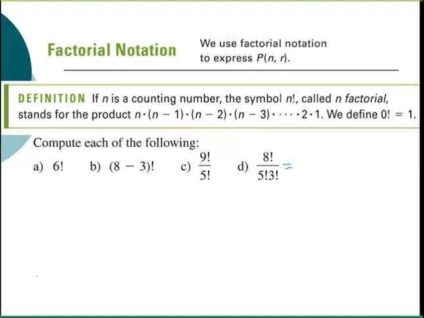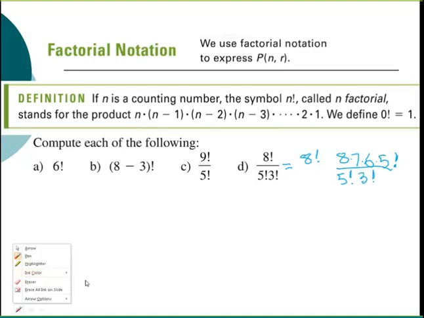But this does some similar things. We've got 8 factorial, so I'm going to work it out to be 8 times 7 times 6 times 5 factorial over 5 factorial times 3 factorial. And I'm going to show you how the canceling helps us here. I can change colors. There we go. So 5 factorial cancels out with a 5 factorial, and I'm left with 8 times 7 times 6. And on the bottom you have 3 factorial.